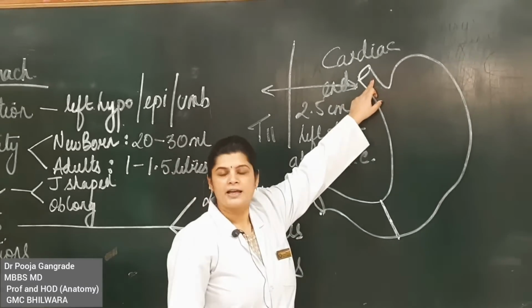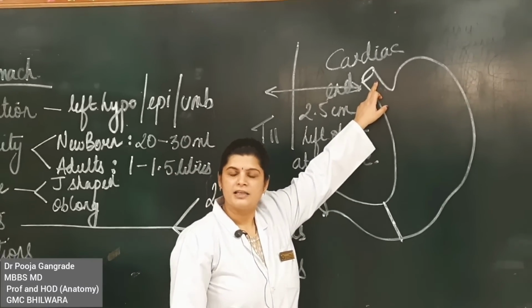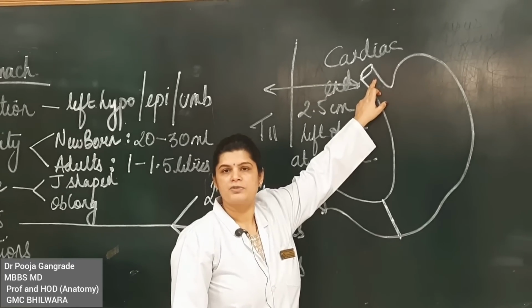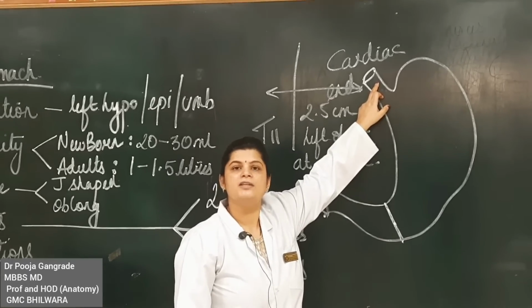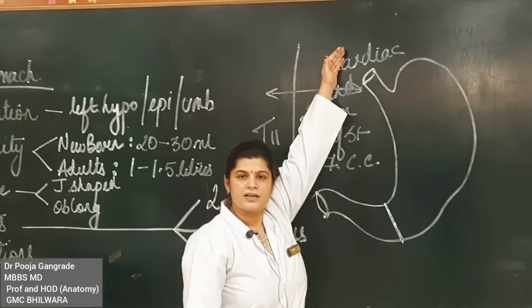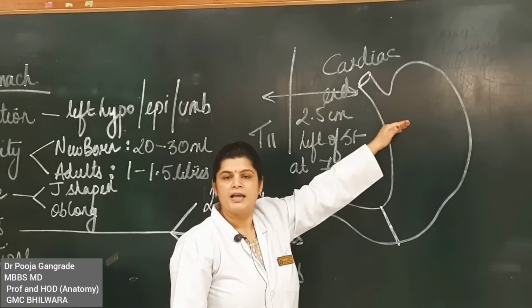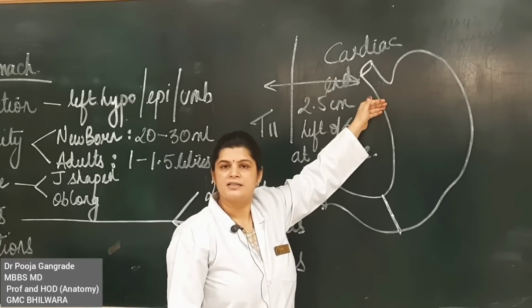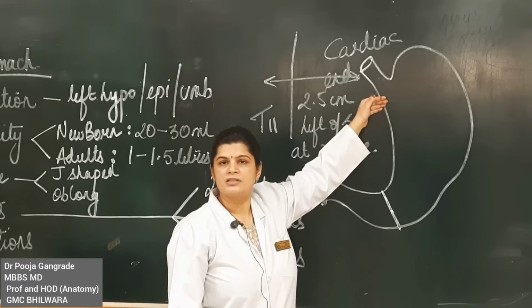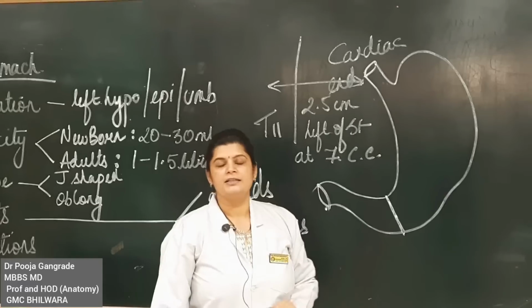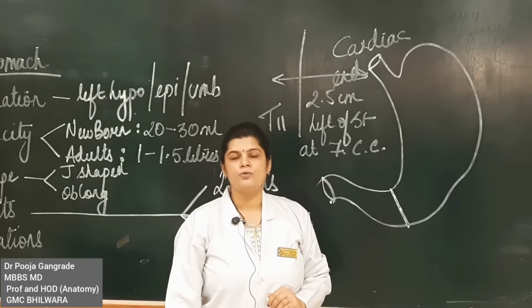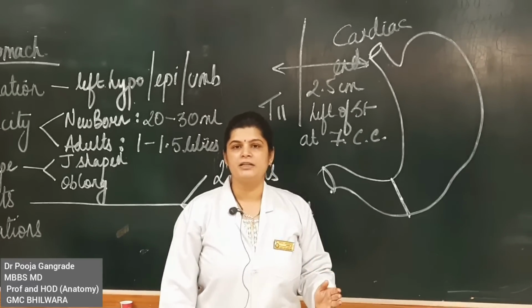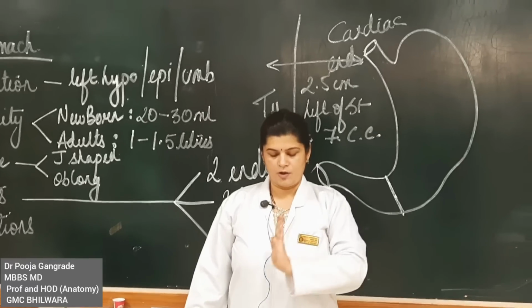The cardiac end of the stomach is nothing but that end of the stomach which is the continuation through the esophagus. So the esophagus is entering into the stomach. That part of the stomach through which the esophagus has just finally entered into the stomach is called the cardiac end. This cardiac end is present around 2.5 centimeters to the left of midline.